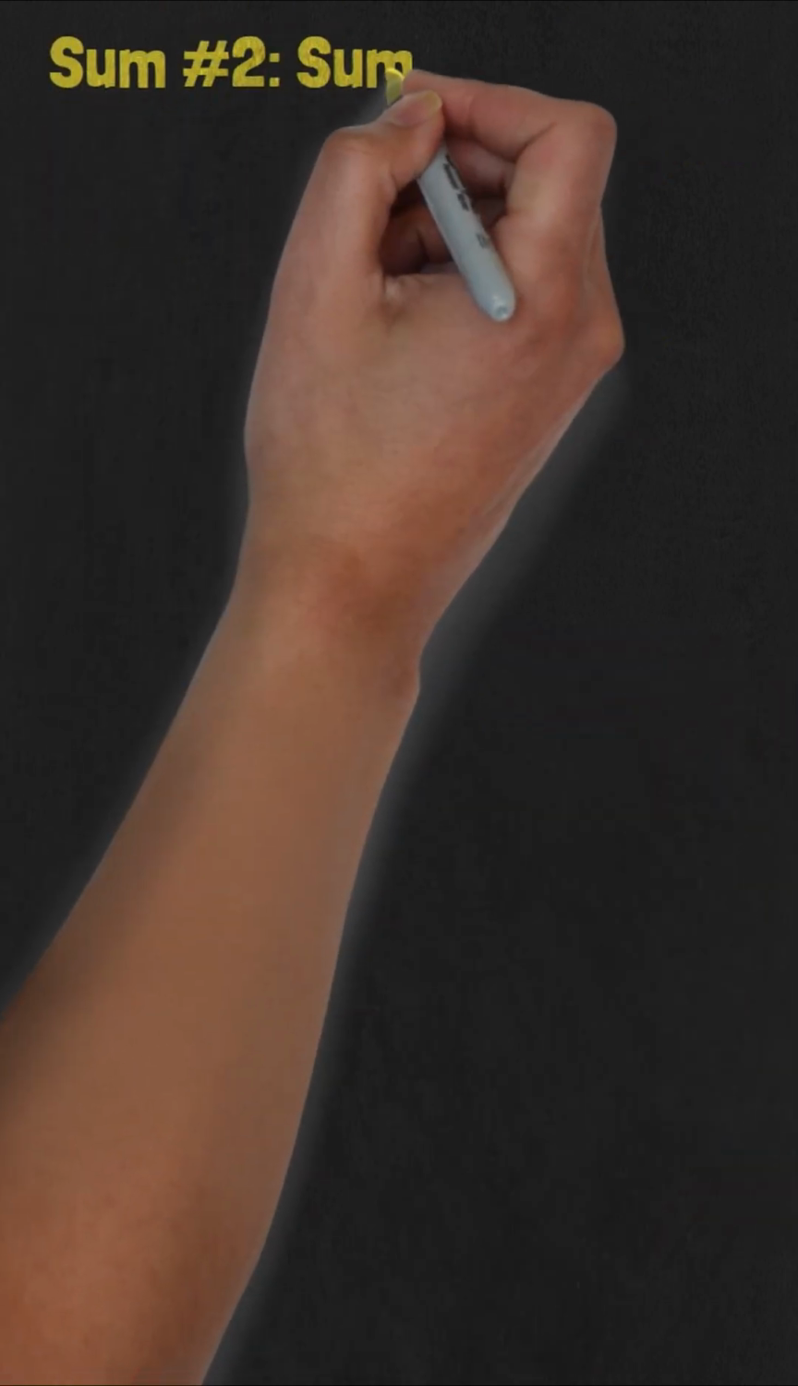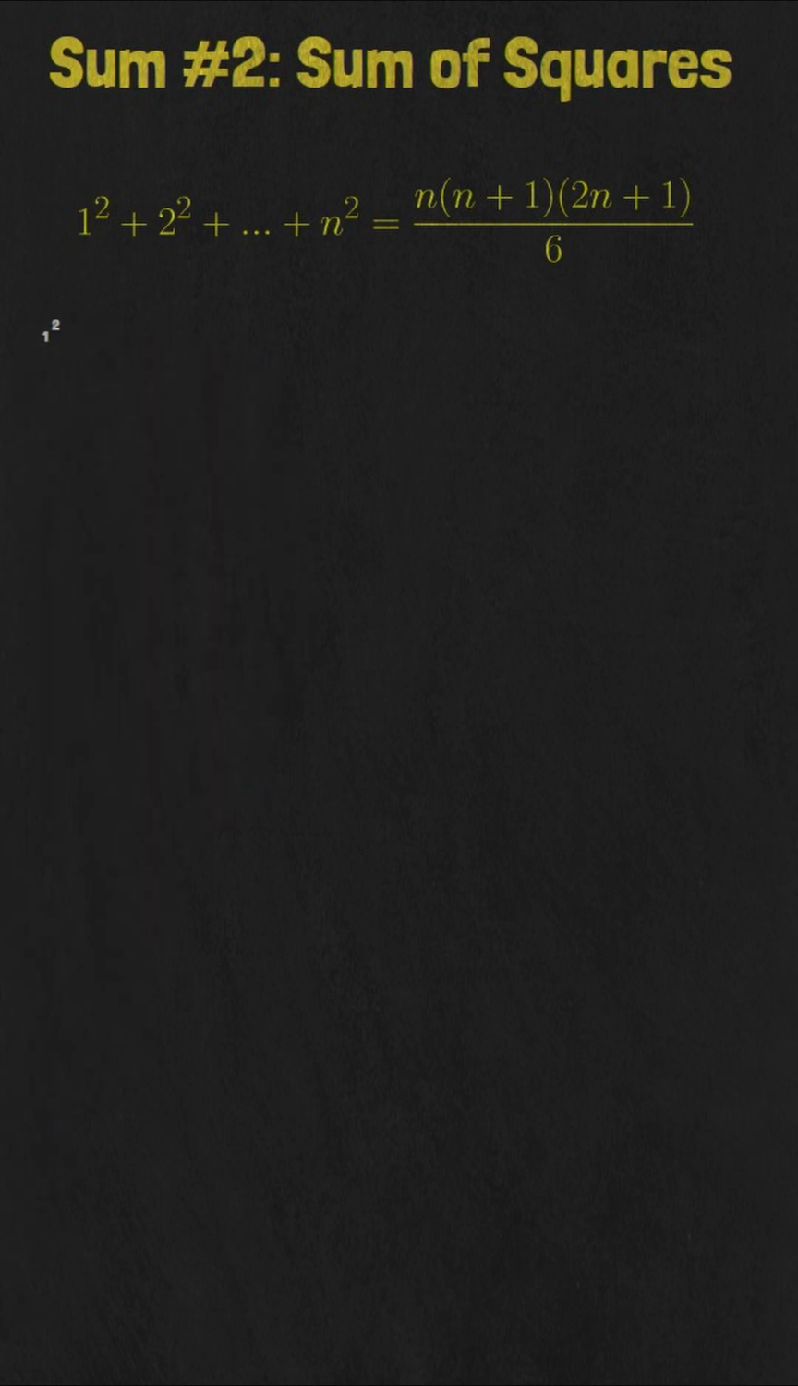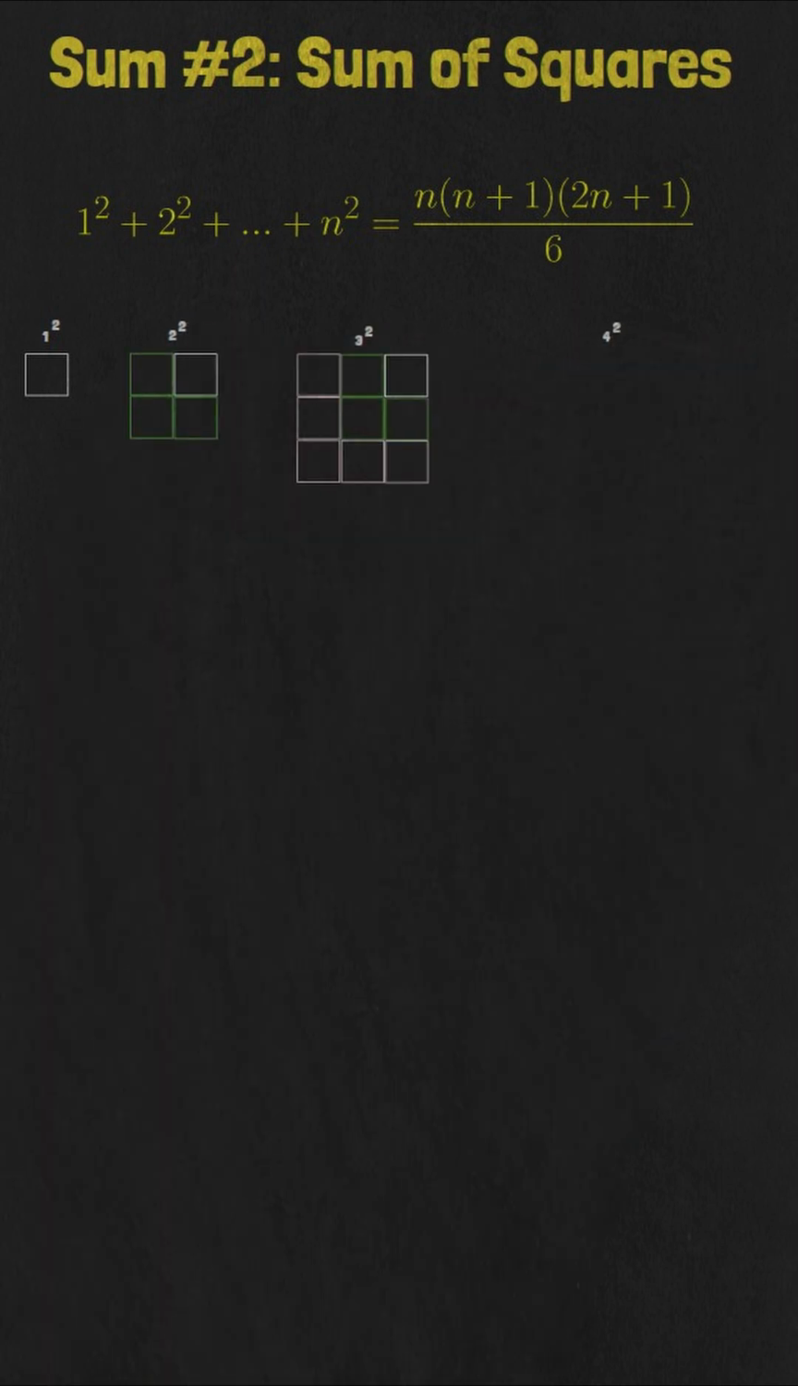Alright, sum number 2, the sum of squares. Here's what we're trying to prove. We're going to prove it by drawing each squared number with a squared figure of the same area. So here's for 1 squared, 2 squared, 3 squared, and 4 squared. The color codes will come in handy later.